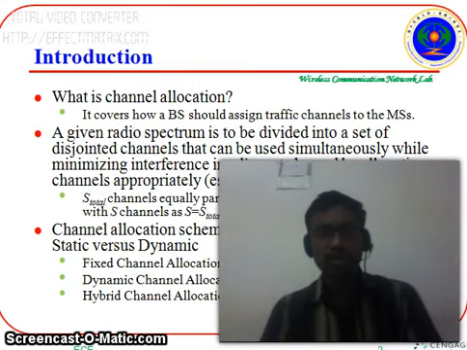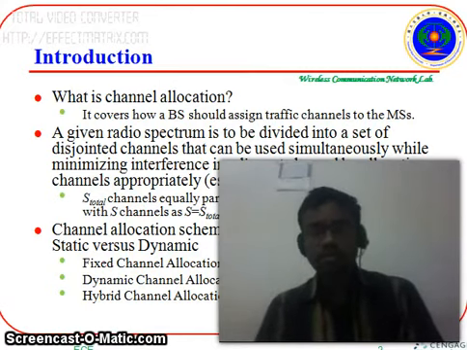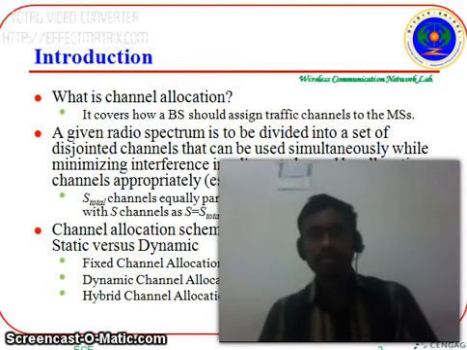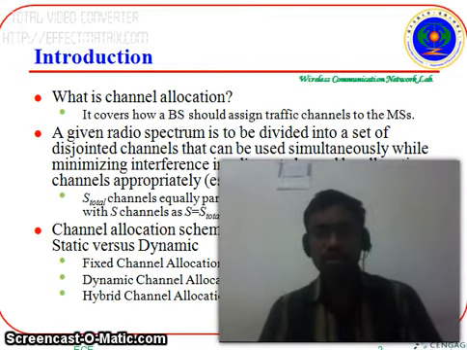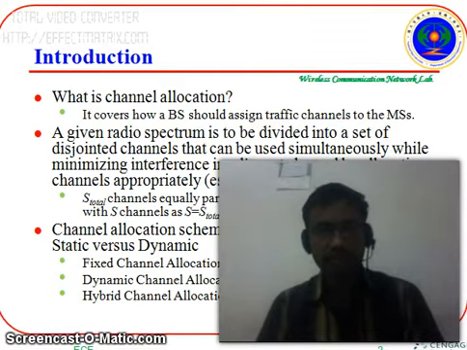So the total radio spectrum can be divided into a number of channels. The number of channels will depend upon the bandwidth. In case of FDMA or TDMA or CDMA, the total 25 MHz bandwidth is divided into a number of channels. So the number of channels will depend upon the FDMA, TDMA, and CDMA concepts. Those concepts we will discuss later.